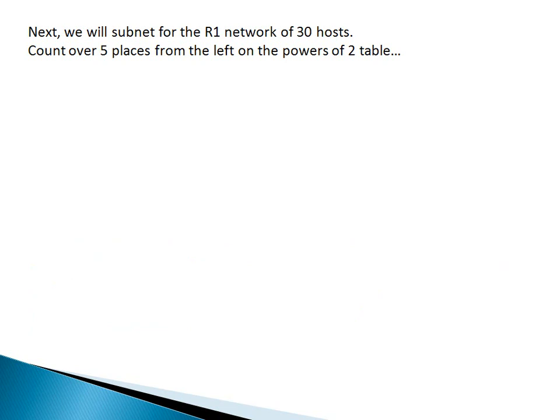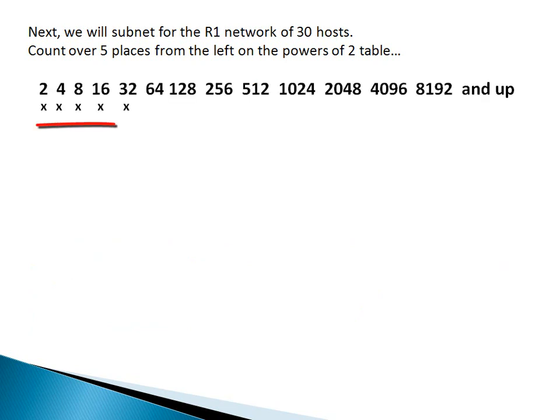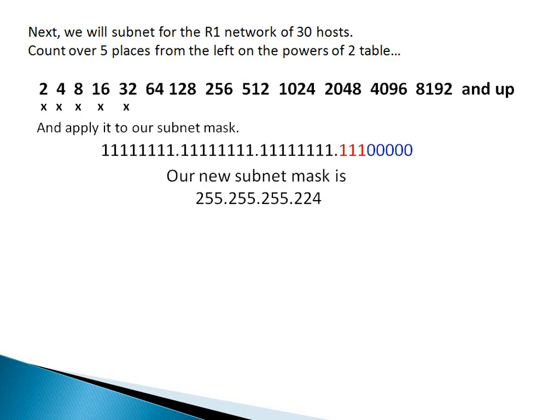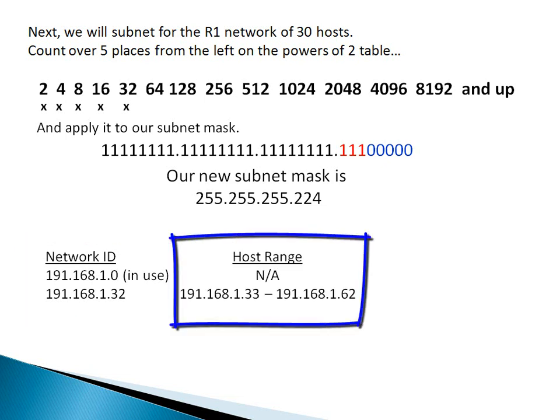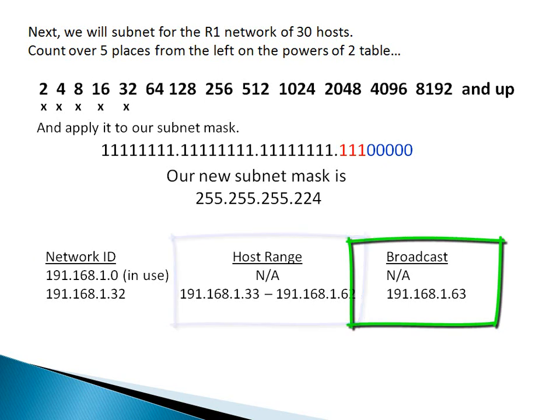Next, we will subnet for the R1 network of 30 hosts, so we'll count over 5 places from the left on the powers of 2 table. Apply it to our subnet mask. Our new subnet mask is 255.255.255.224. Subtract that to get our interval and our range of 32. Start with the .0. Even though it's in use, we can't use it for our network because it's already in use elsewhere on our network. Our network ID will be the 168.1.32. Our host range and our broadcast for that network.